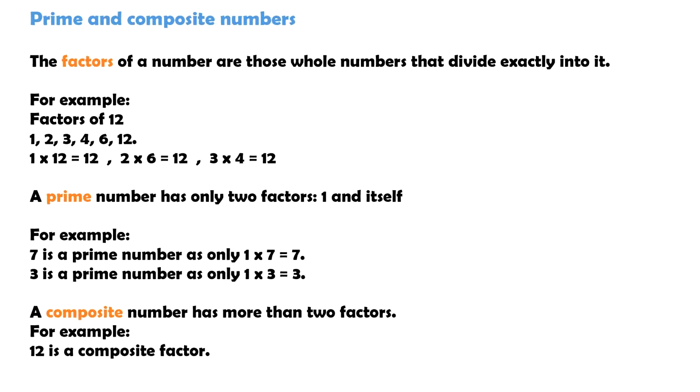Now it's important to note that 1 is neither a composite nor a prime number. A composite number has more than two factors. So for example, in our example of 12, 12 is a composite number because it had more than two factors.